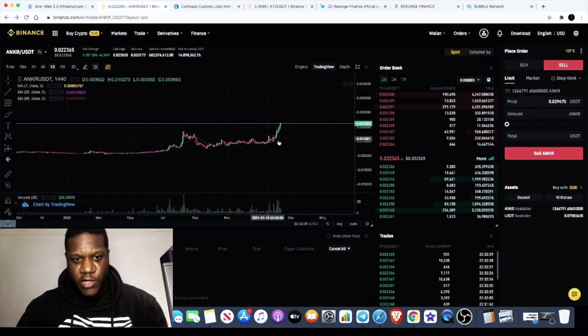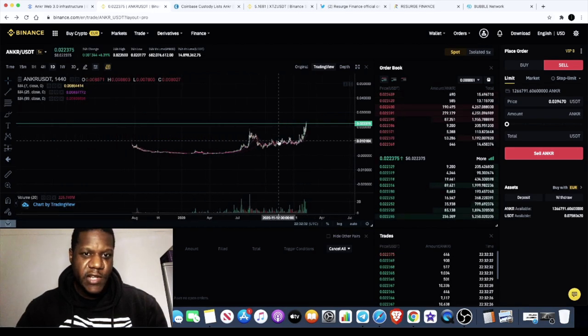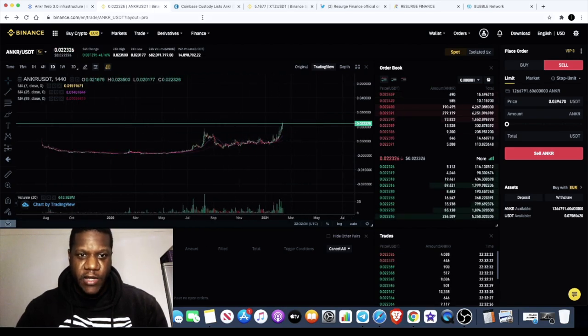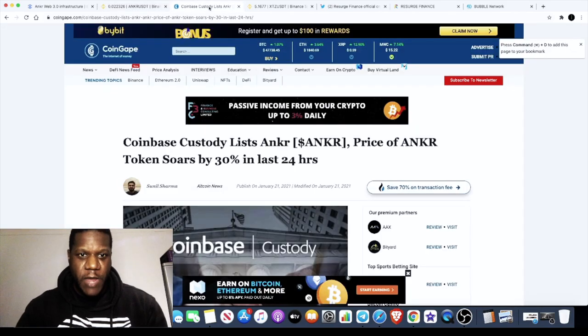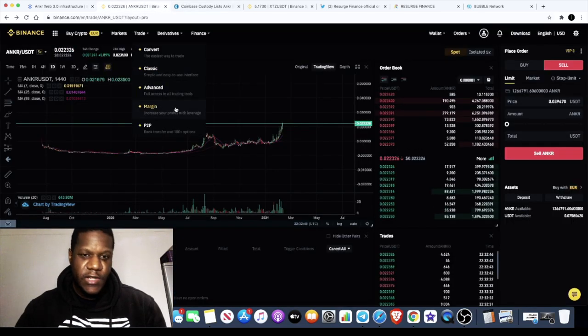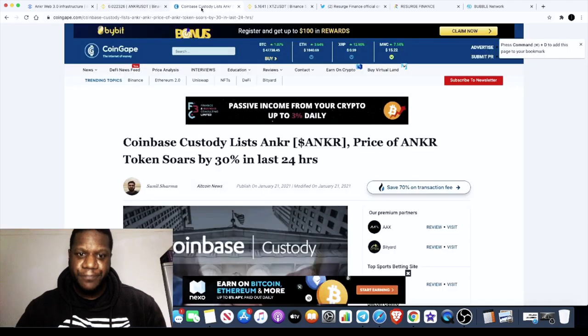Let's talk about the chart just real quickly before we move on to Tezos. And also one more thing that I found. In fact, let's just go back to that. Basically, they've been listed on Coinbase Custody. Okay, so obviously you know what comes next. This is only January the 21st, by the way. And yes, the token has seen some price increase ever since then, but they are listed on Coinbase Custody.